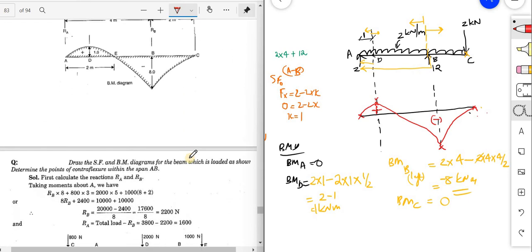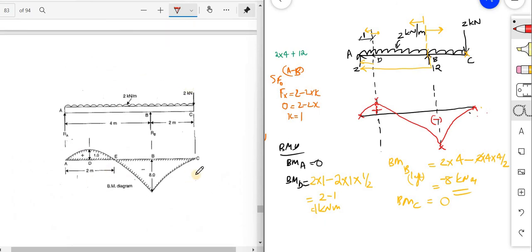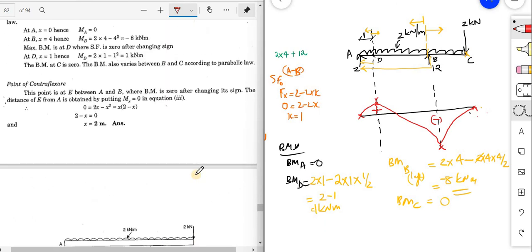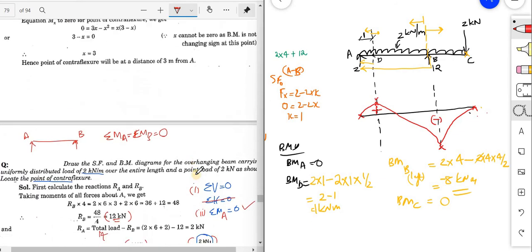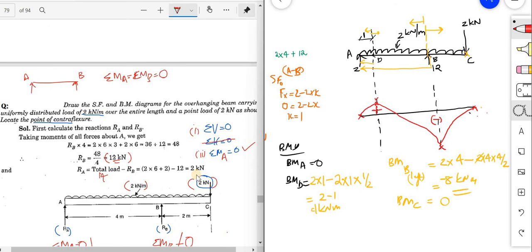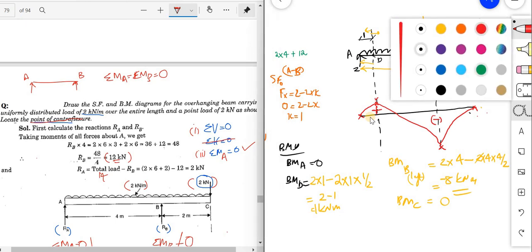So you can see that here there is a point, and now we have to clearly understand it. In the question it is given that there is a point known as the point of contraflexion. Locate the point of contraflexion. So what is this point? It is a point where the bending moment is changing sign.